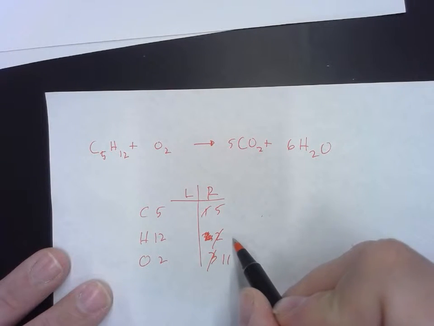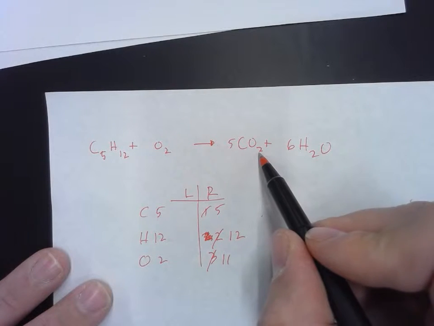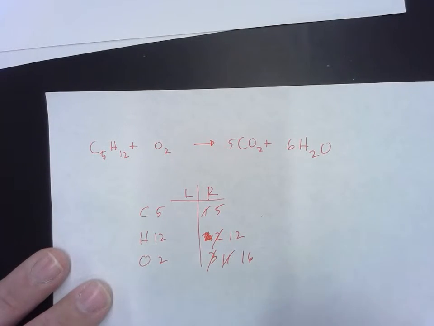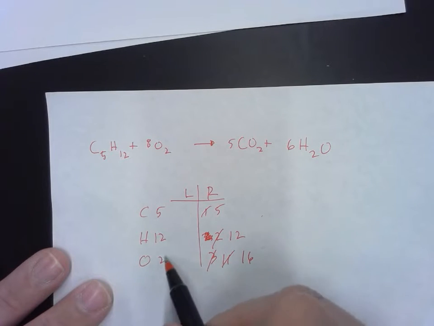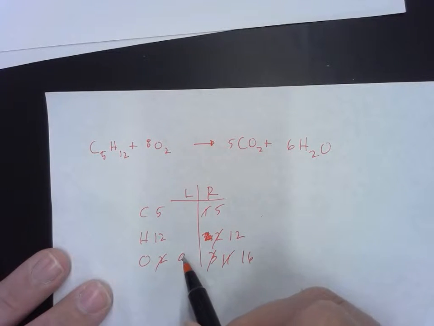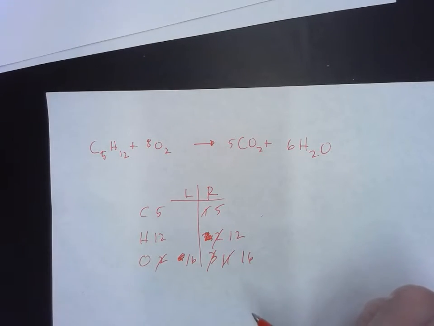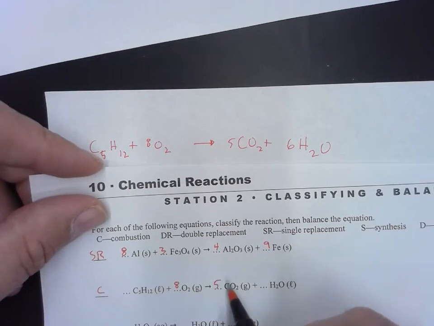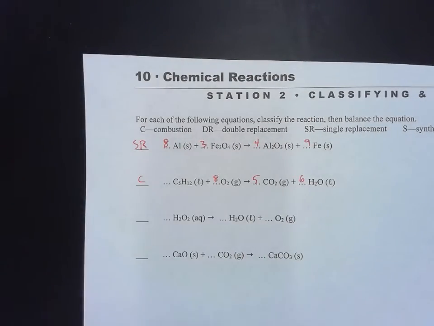That now gives me 12 hydrogens. And let's count up our oxygens again. 5 times 2 is 10, plus 6 is 16. Okay, so to get 16 oxygens, I just need to put an 8 there. And now I've got 16. Okay, so that's how you solve that one. And again, I'll go ahead and transfer those numbers. It's going to be 8, 5, and 6. Done.